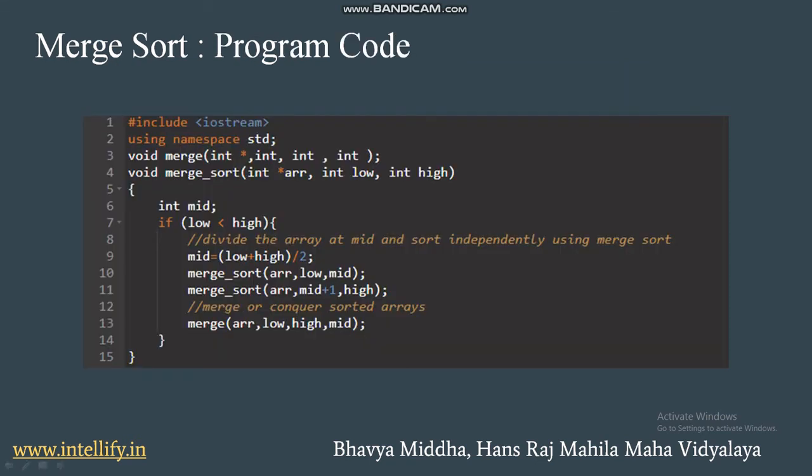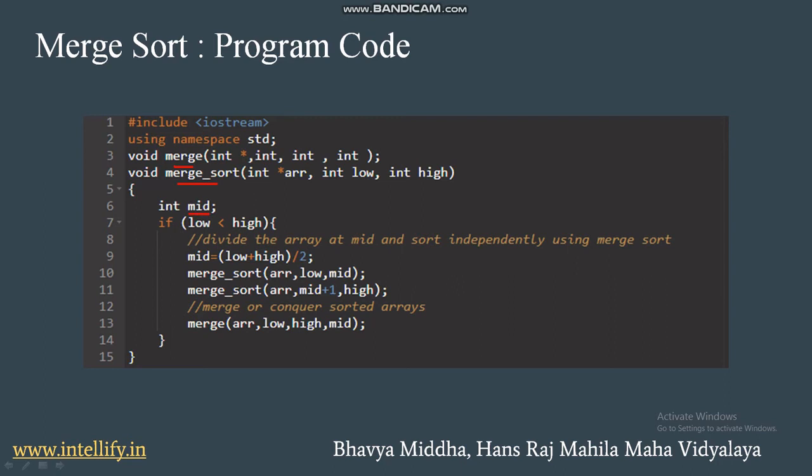Now we have the program code. We use the header files, and we use the namespace std. Then we use the merge function and the merge sort function. As already stated, the merge function is used to merge the two halves, and the merge sort function is used to recursively call itself to divide the array till the size becomes 1.